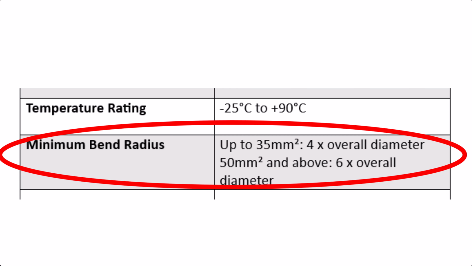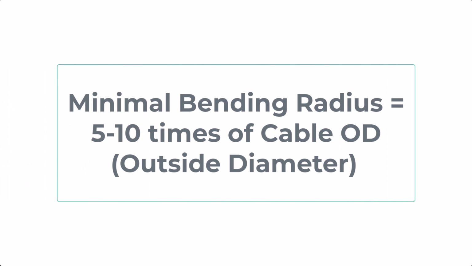If you cannot find it there, you can simply assume that the minimal bending radius is between 5 and 10 times the outside diameter of the cable. For smaller diameters, you can use the lower range, and for larger ones, the upper range.